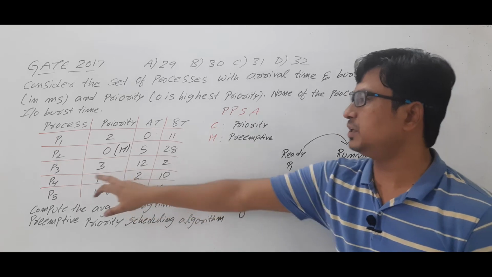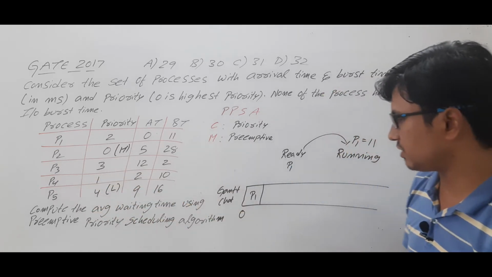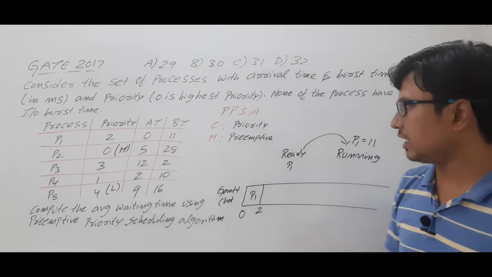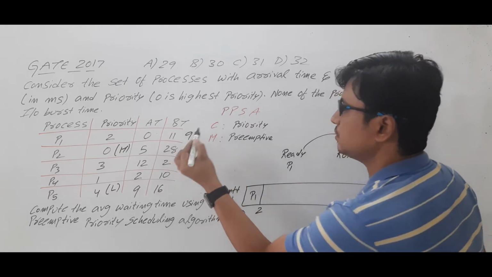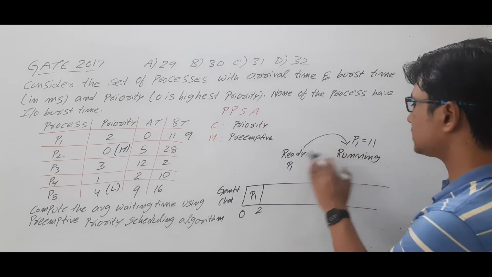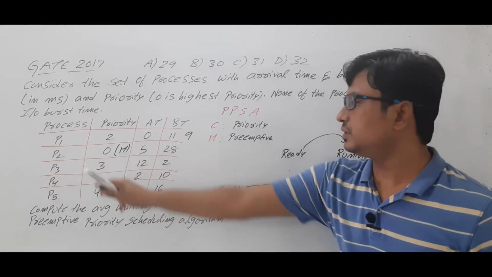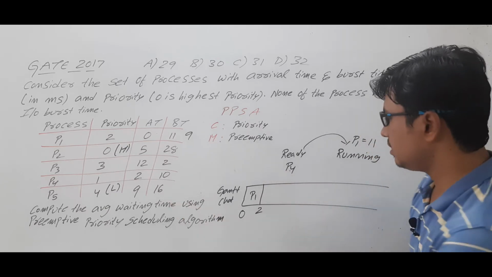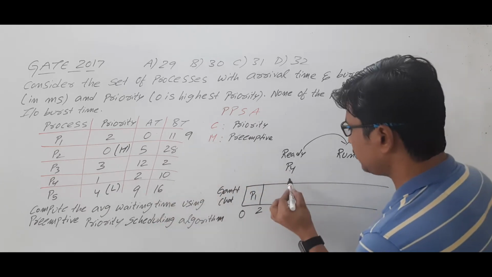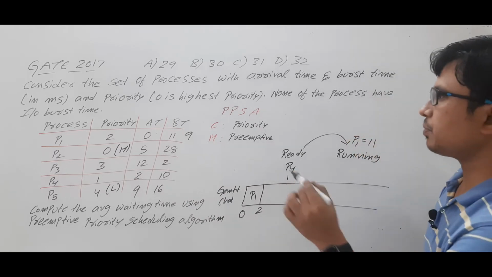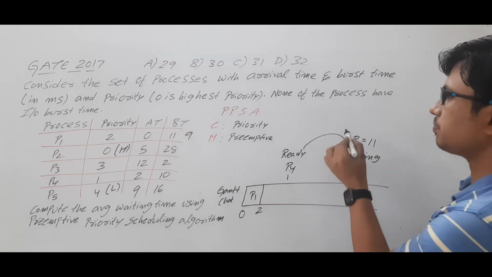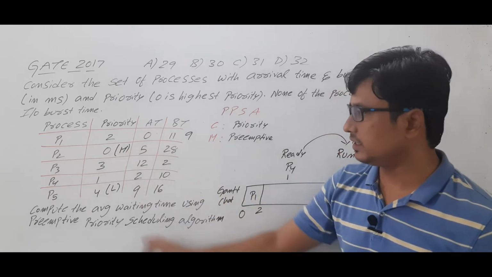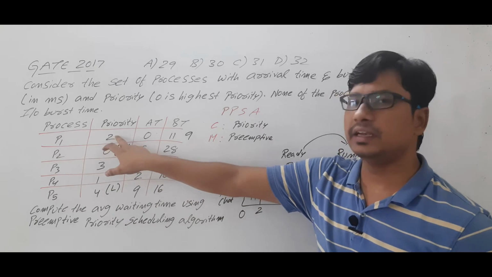Process P4 is arriving at 2 units of time, so we can run process P1 for 2 units of time. So its remaining burst time is 9 units. Are you able to understand? Now at 2 units of time, process P4 has arrived. Now look at the priority. Process P4 has priority 1 and process P1 has priority 2. They told us 0 is the highest priority, the next highest priority is 1, then it is 2.